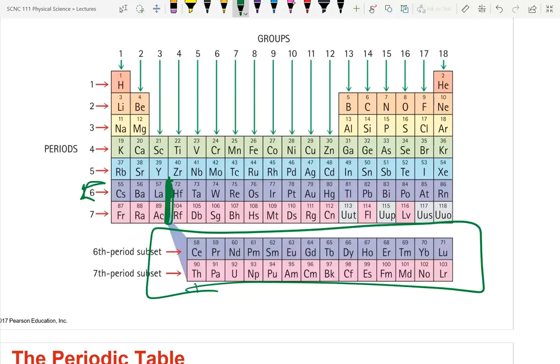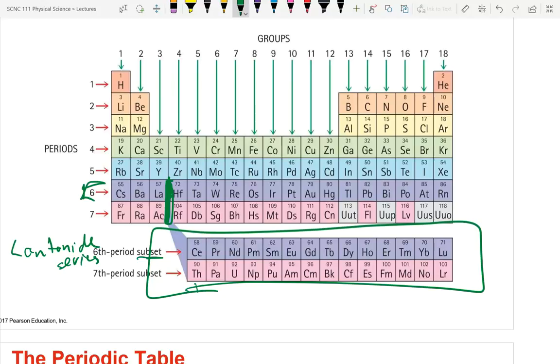If you follow the numbers, you'll see it goes cesium, Cs, is 55 for the atomic number, barium 56, lanthanum 57, and then Ce is 58. So that's the next one in the row. This 6th period subset is called the lanthanide series, because it's the series that follows lanthanum. And then the one down here goes from actinium to thorium.